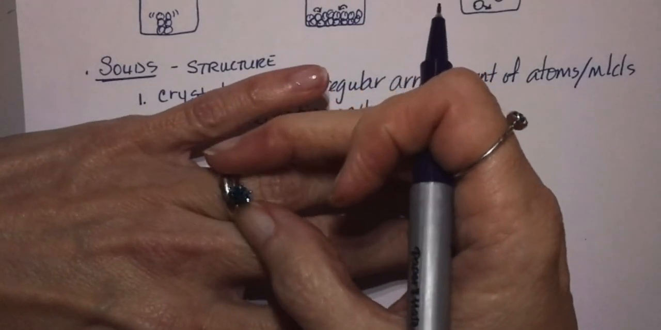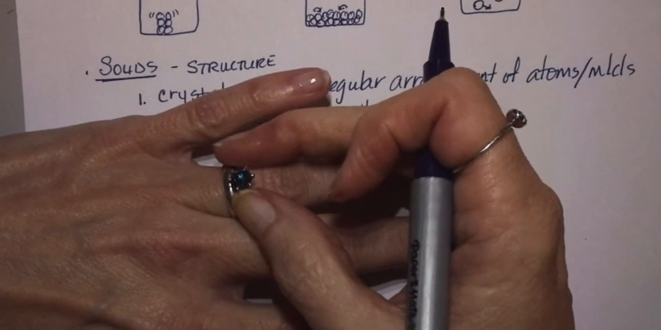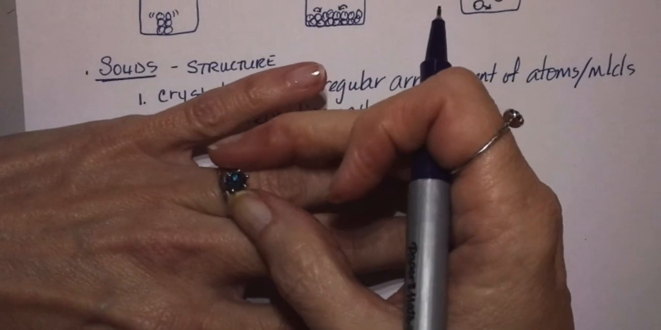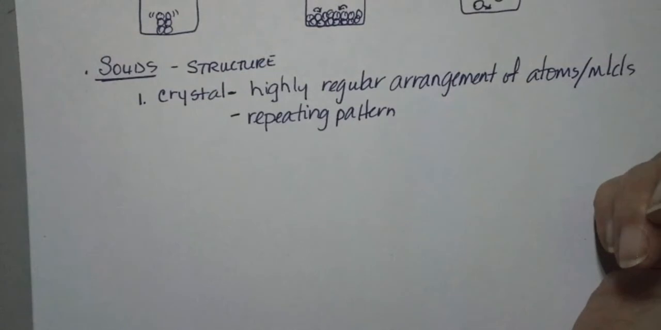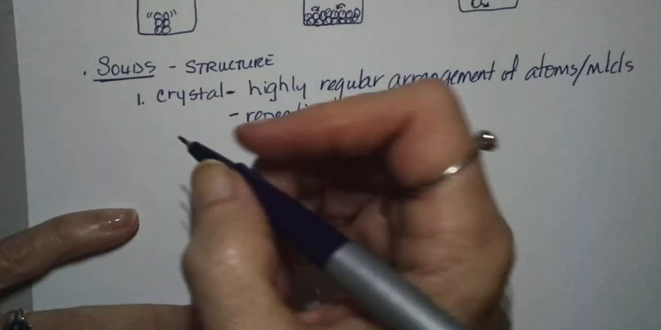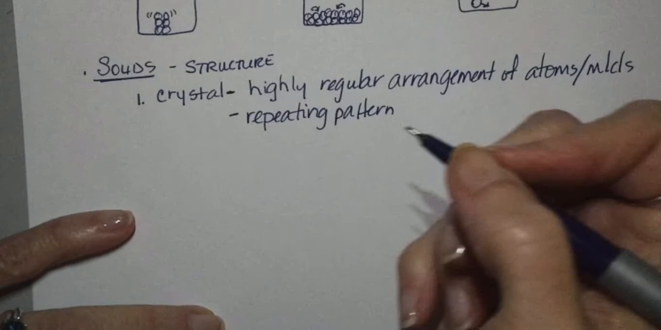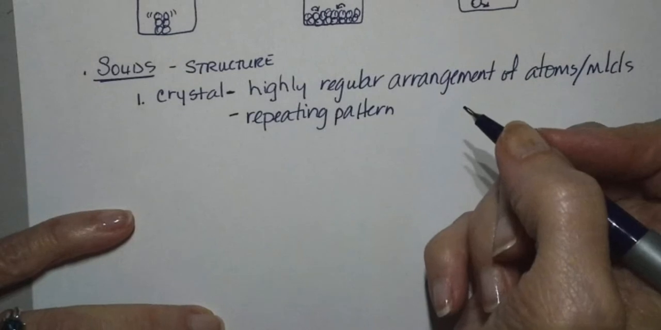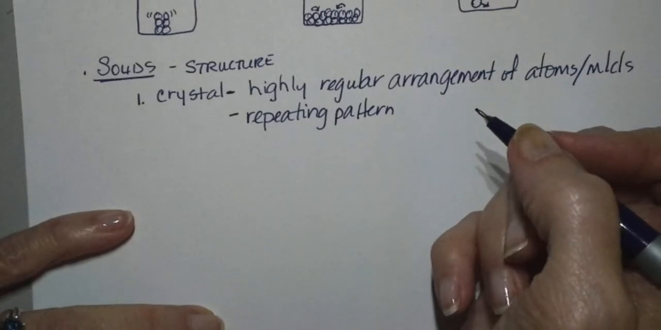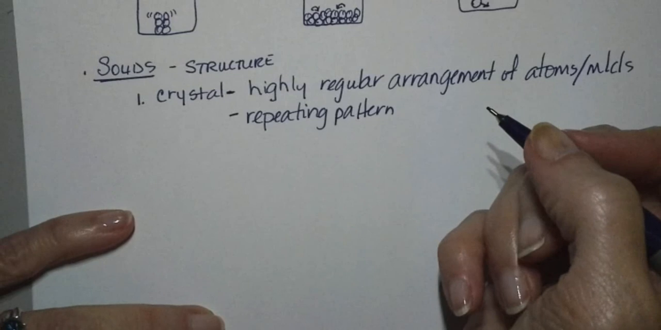So it's a repeating pattern. It could be a molecule, it could be a formula unit. So it could be covalent, it could be ionic, right? It could even be metallic. They'll talk about metallic crystals because it's a highly regular arrangement of atoms in a repeating pattern. Even though we don't think of it as a crystal, it still is in that sense.